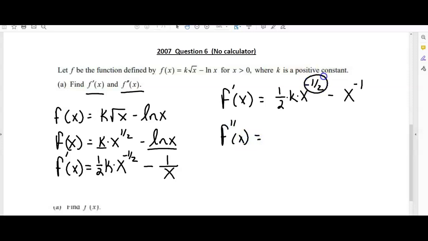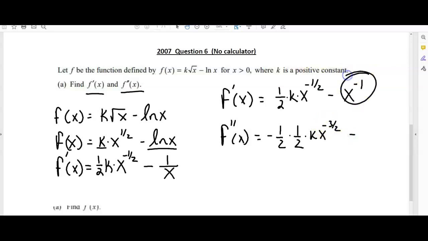Once again, I'm going to multiply this number to the front. So that's going to be negative 1/2 times 1/2 times k, and then I'm going to subtract 1 from this. Now, how do you do that? Remember, you take the top and you subtract the bottom from it. So negative 1 minus 2 is negative 3 over 2.